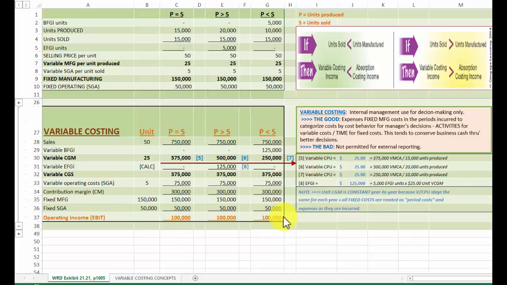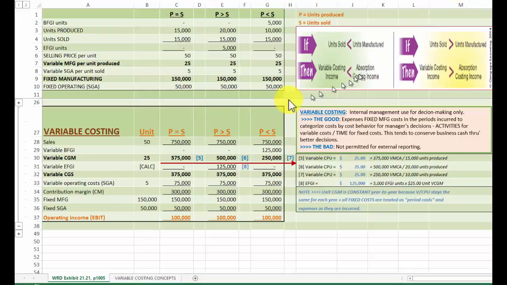The takeaway point from variable costing is that it eliminates the incentive for managers to overproduce to hide fixed costs in ending inventory. Variable costing expenses all fixed costs in the period that they are incurred to eliminate that type of incentive. Variable costing only inventories the variable manufacturing costs.